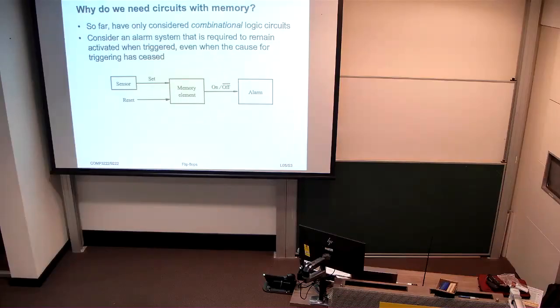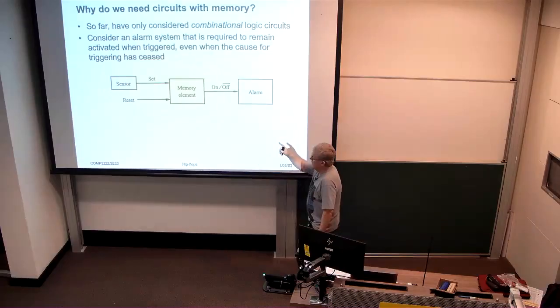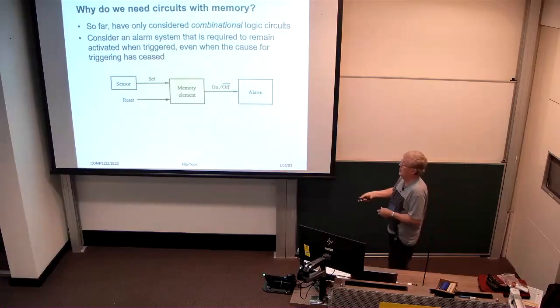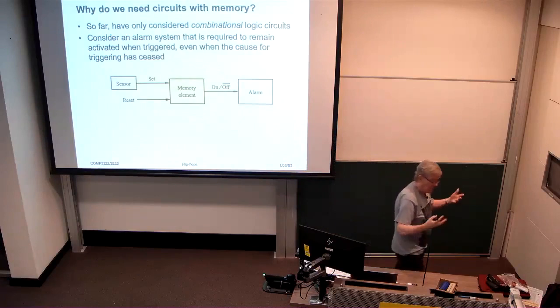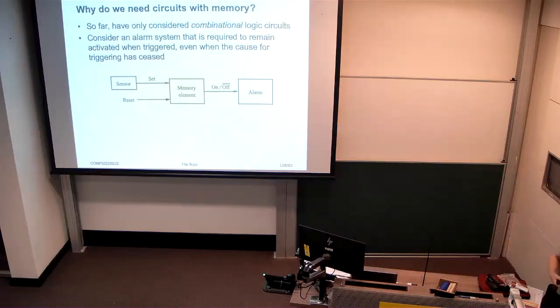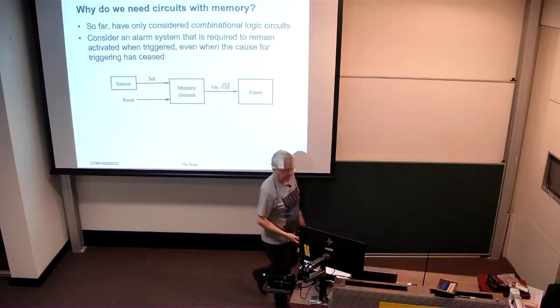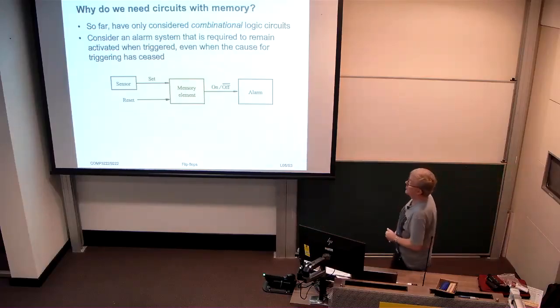Okay? So, for example, here's an alarm system. You have some sensor that detects the occurrence of some event, and a memory element that then gets set by virtue of the fact that that event has occurred, and that raises an alarm which remains until the circuit is reset in some way, usually by a user or some other circuit resetting the memory element. So the question is, how do we design these memory elements that can store some information?